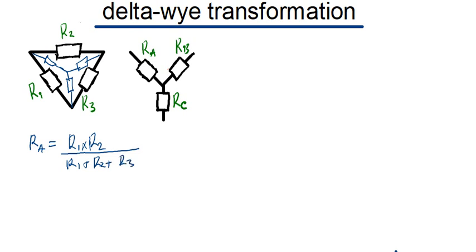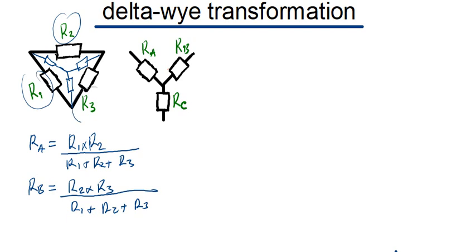That's simply how you find it, and you do the same thing for RB. You observe that RB is in between R2 and R3. So you say it is your R2 multiplied by your R3, divided by everything there, that is your R1 plus your R2 plus your R3. Actually, the first thing you can do is find the sum of all of them, so you won't be wasting your time writing these over and over again. You can just write the actual value.